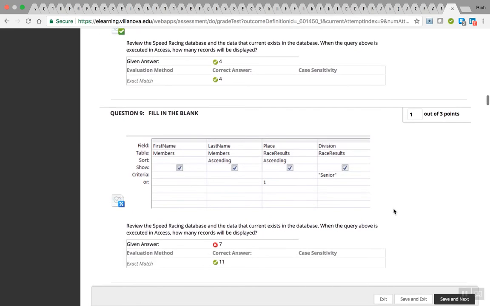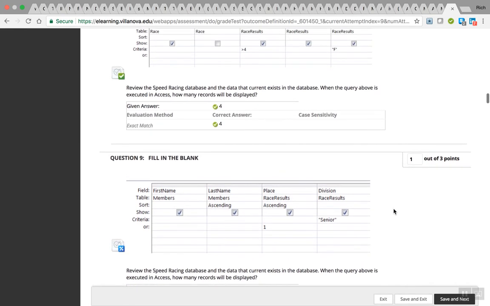This one's a little trickier because this does a little bit of a variant. This does what we call an or. Okay, so we read this. This is a join between the members table and the race results table. All right. And what we're looking for is, return first name, last name, place, and division.